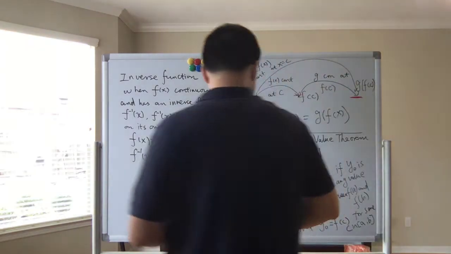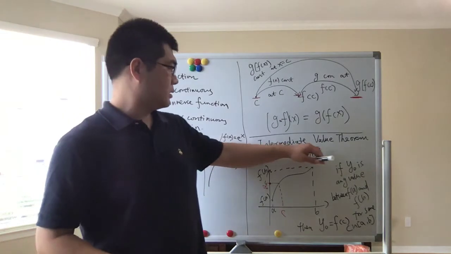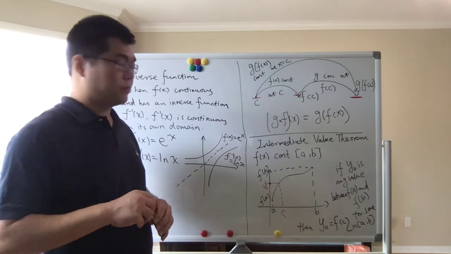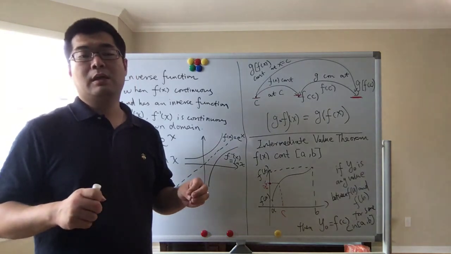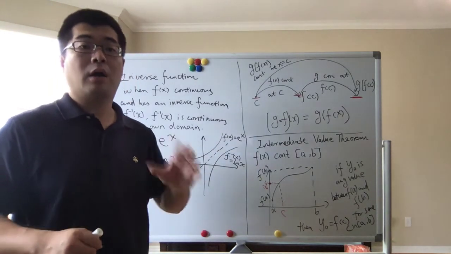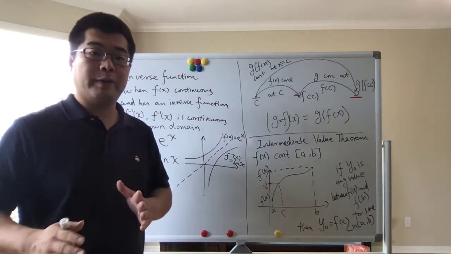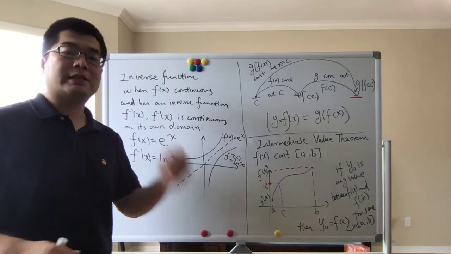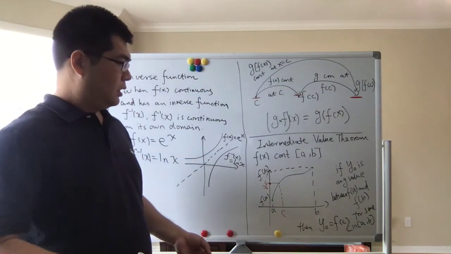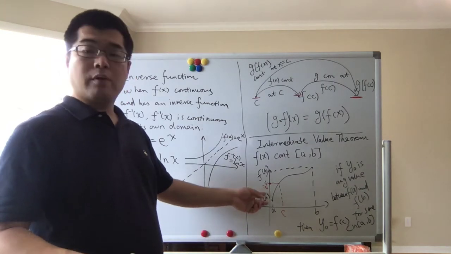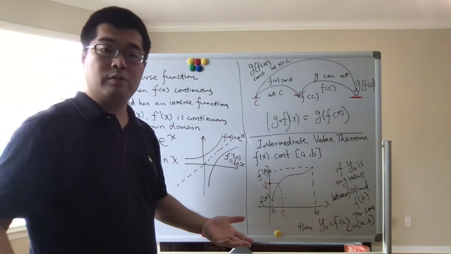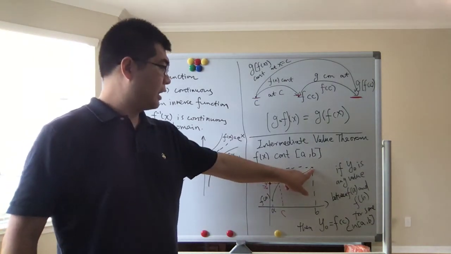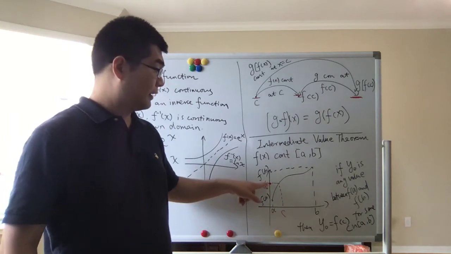Last part, the intermediate value theorem, okay? And it is described this way. If we have a function that is continuous on a closed interval, let's say from a to b, like this graph, from a to b, okay? What it says is, if y0 is some value between f of a and f of b, okay? I draw a y value here.